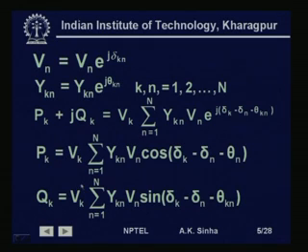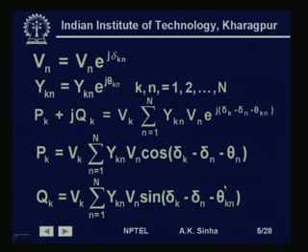Then we can write the real power injection into bus k is equal to V k summation n is equal to 1 to capital N y k n V n cos of delta k minus delta n minus theta k n, and similarly the reactive power injection into bus k is equal to V k summation n is equal to 1 to capital N y k n V n sin of delta k minus delta n minus theta k n.